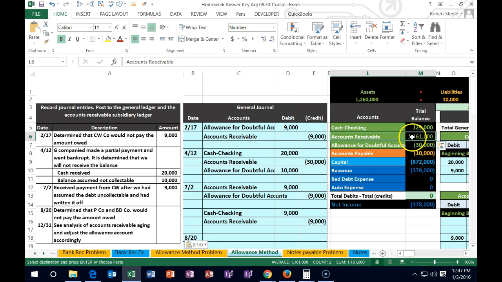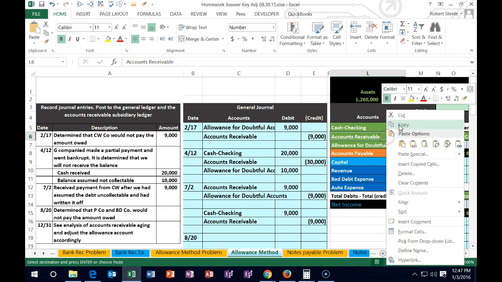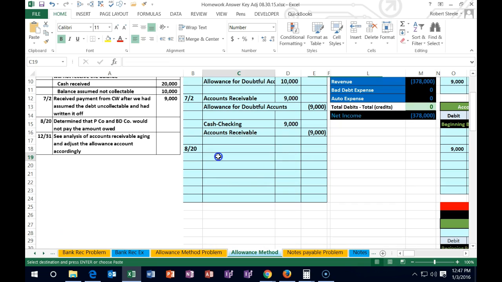So the receivable has a debit balance in it. We need to make it go down. How do we make something go down? We do the opposite thing to it as what it is. That's a debit. We're going to credit it. So I'm going to copy that receivable. And we're going to put it on the bottom in C19. Here's the date. I'm going to put it on the bottom because the credits traditionally go on the bottom. Right click and paste it 1, 2, 3.